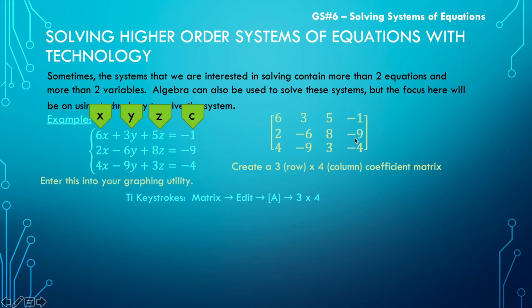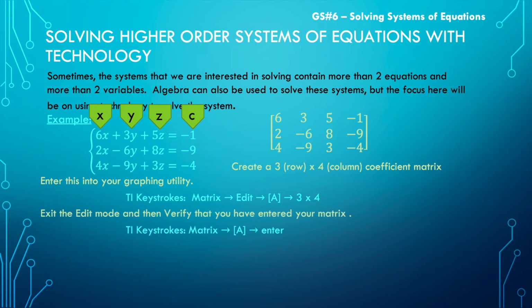Once we do this, we're going to enter this matrix into our graphing utility. If you've got a TI product, the keystrokes you're going to use: hit the matrix button, edit, select matrix A, tell it you want it to be a 3x4 matrix, and then enter all your coefficients in.